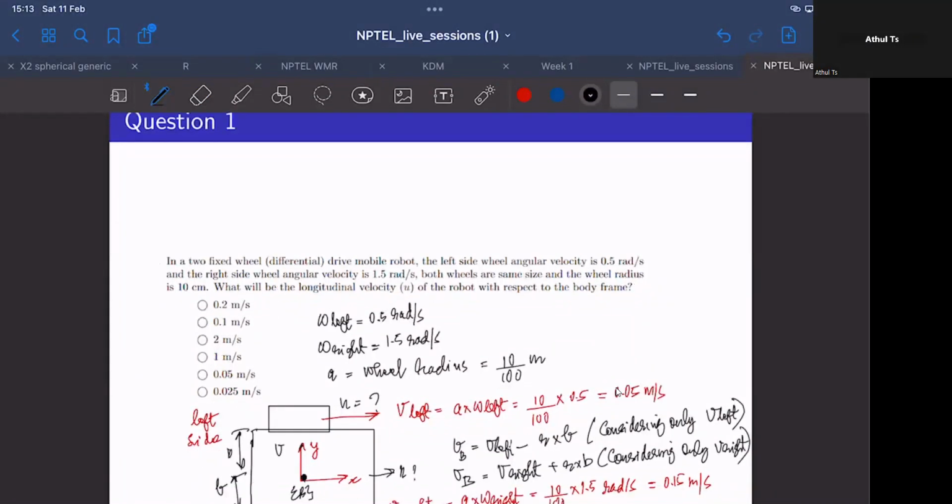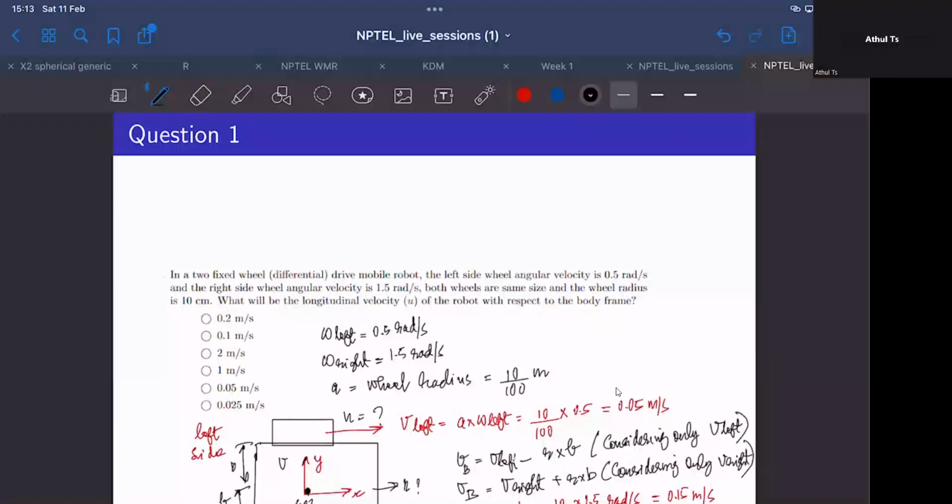So what would be the velocity of the body frame? That would be the superposition of both of these two cases. If we simply add equations 1 and 2, we would superimpose the condition where only the left wheel velocity exists, and the second case where only the right wheel velocity exists. So velocity of B would be velocity of left plus velocity of right divided by 2. We are simply summing these two equations to eliminate the angular velocity terms.